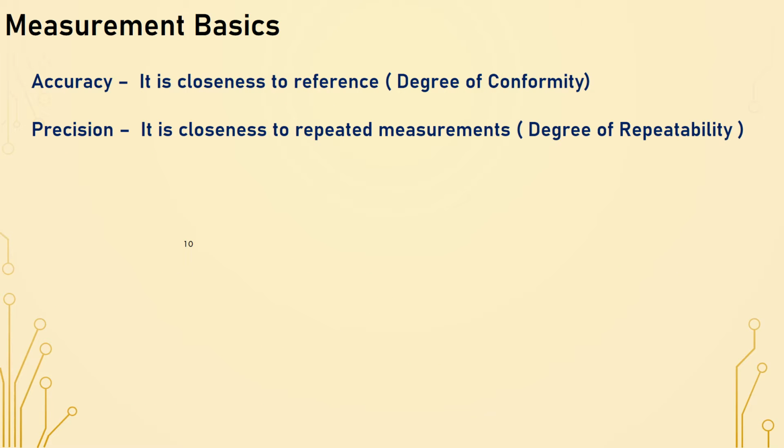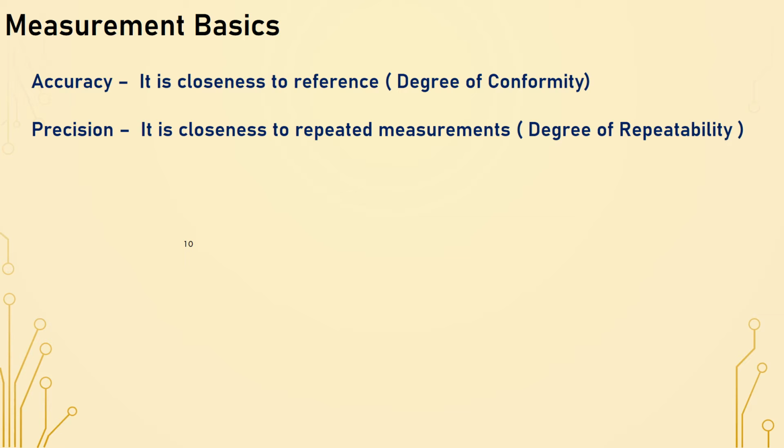So let us learn measurement basics and a few terminologies. First one is accuracy. It is the closeness to the reference. If you are measuring a parameter and the reference value is 5 mm, and you are taking 5 readings, how close each reading is to the reference value is called accuracy. If the gap is less and each measurement value is very close to the reference value, then that method is accurate. This is called degree of conformity.